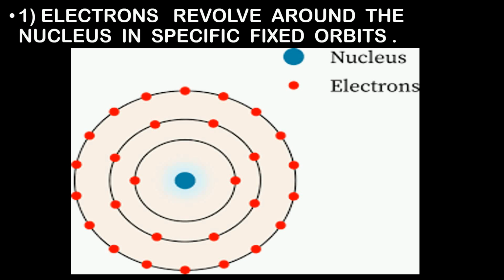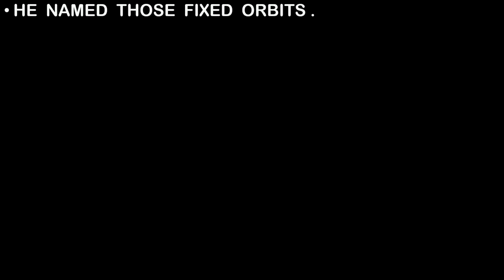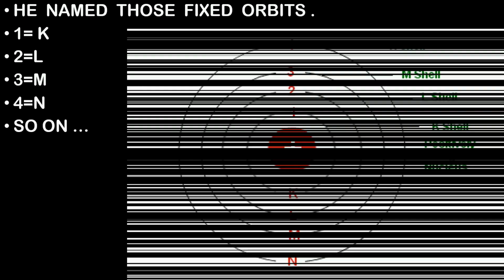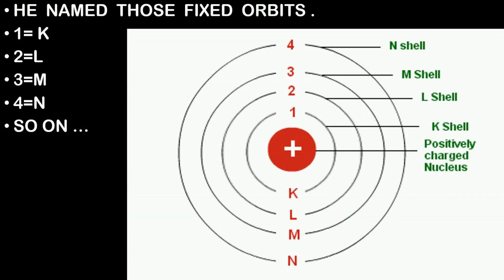And Niels Bohr named those specific fixed orbits. He named the first orbit as K, the second as L, the third as M, the fourth as N, and so on. As you can see over here, the first orbit is named the K shell, the second the L shell, the third the M shell, and the fourth the N shell. Now don't get confused between shell and orbit. Shell and orbit are nothing but the same thing, so there is nothing to worry about.